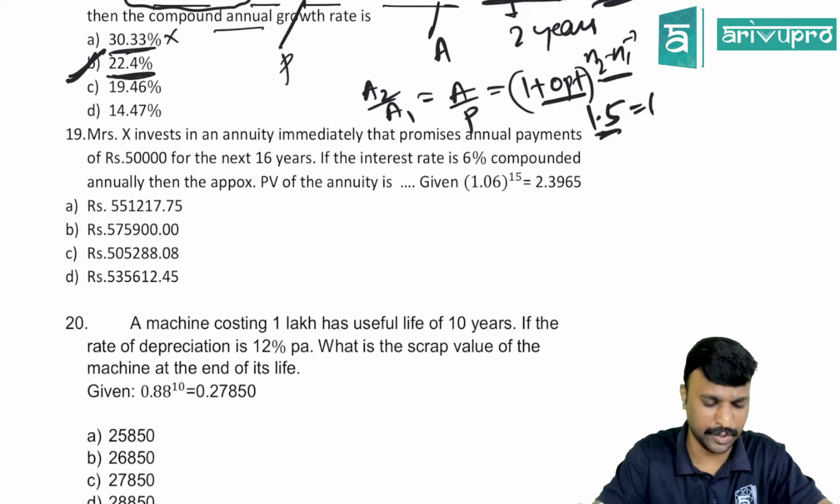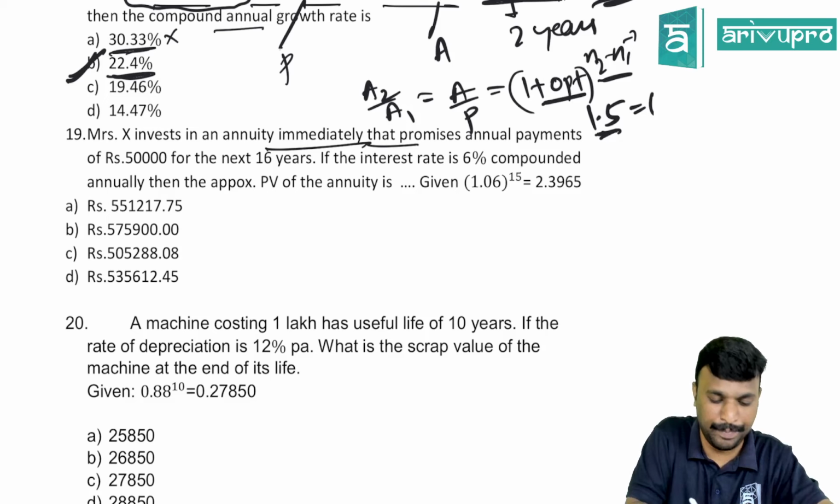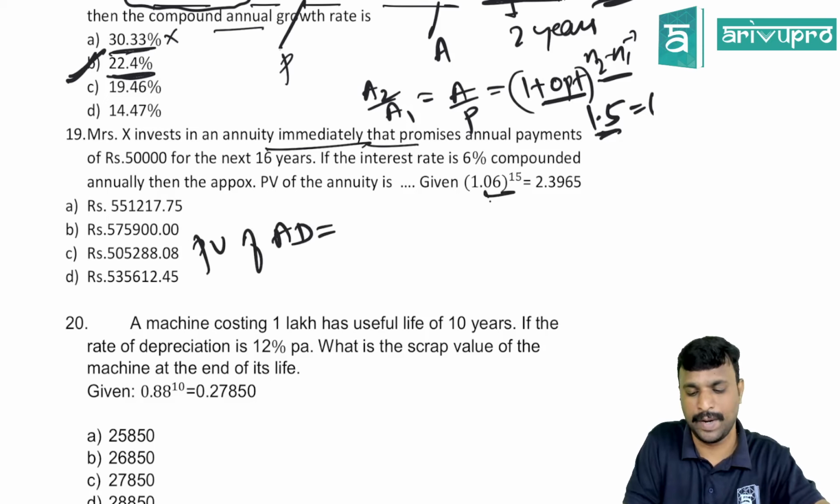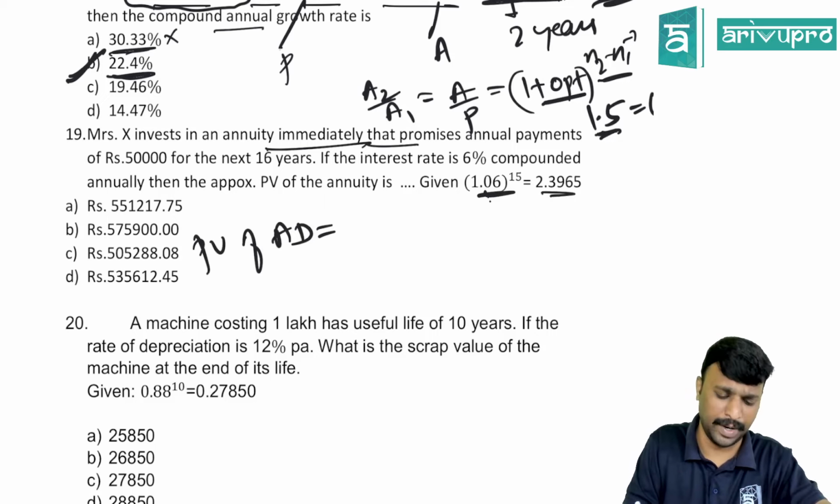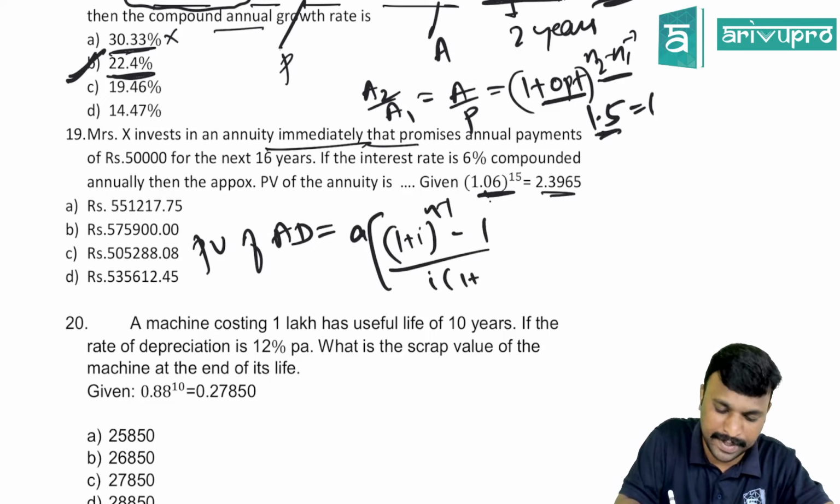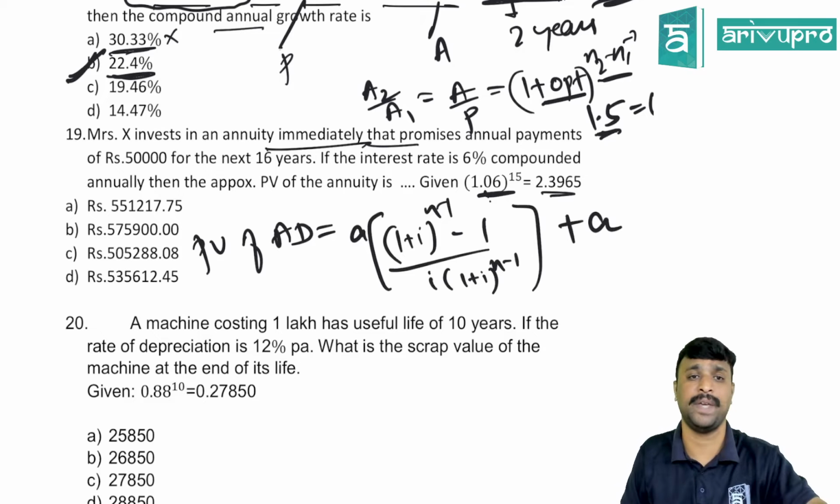Guys, if you look at the next question, it is an annuity problem and it is immediate. So it is a PV of AD problem. Guys, you need not compute 1 plus I whole power, they have already given it. But use the formula of PV of AD. What is PV of AD? A into [(1 plus I) whole power n minus 1] divided by [I into (1 plus I) whole power n minus 1], plus A. So this is PV of AD.